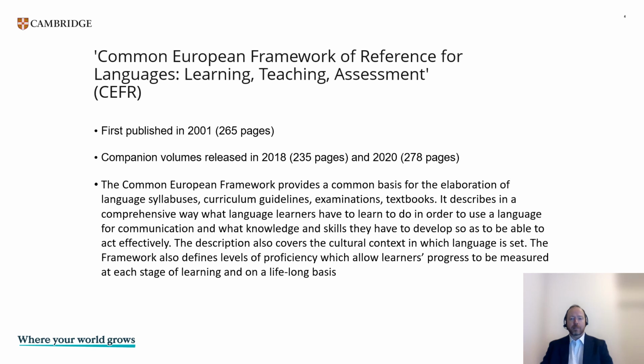But let's have a little bit of a history lesson into the CFR and its importance. The CFR stands for the Common European Framework of Reference for Languages, Learning, Teaching and Assessment. Now, it's a large document and not light reading, I would say, but it's thorough and very, very specific to what we're looking at today.